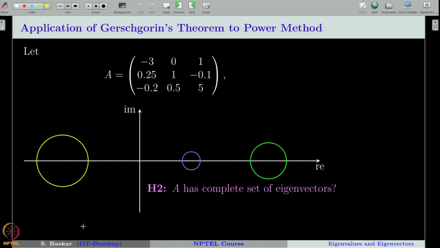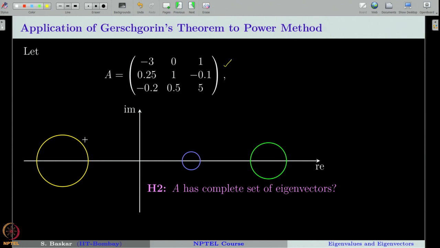Now, let us see how to use Gerschgorin theorem to check the hypothesis of the power method. Let us again take our first example where we have taken a 3 cross 3 matrix, right? If you recall, we have also constructed the Gerschgorin disks for this matrix. Now, let us see whether we can get some idea about the hypothesis of the power method. Recall that the second hypothesis of the power method demands that A should have a complete set of eigenvectors. That is, all the eigenvectors should be linearly independent, right?